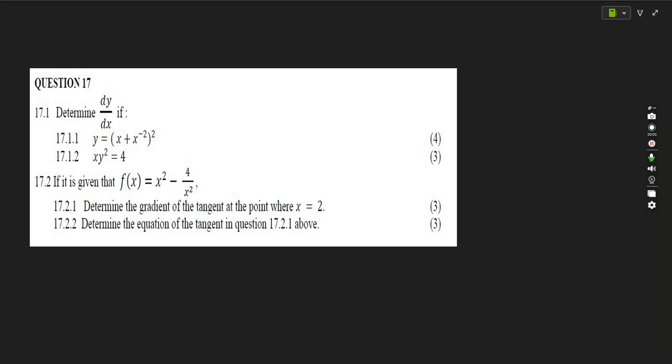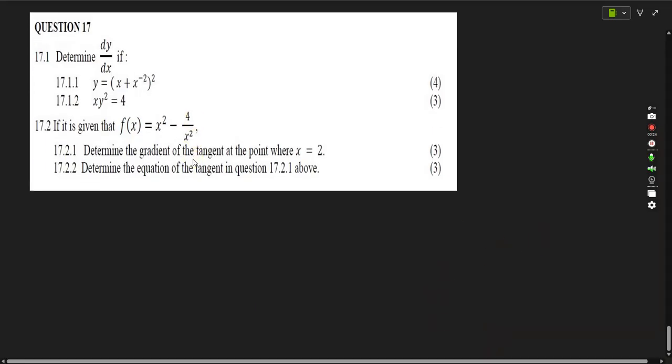Right, now let's proceed to lesson 13. These are the last questions for differentiation, I think. And then we're going to do cubic functions after this. So let's do the last exam questions, question 17, and then from there we're going to start the cubic functions.